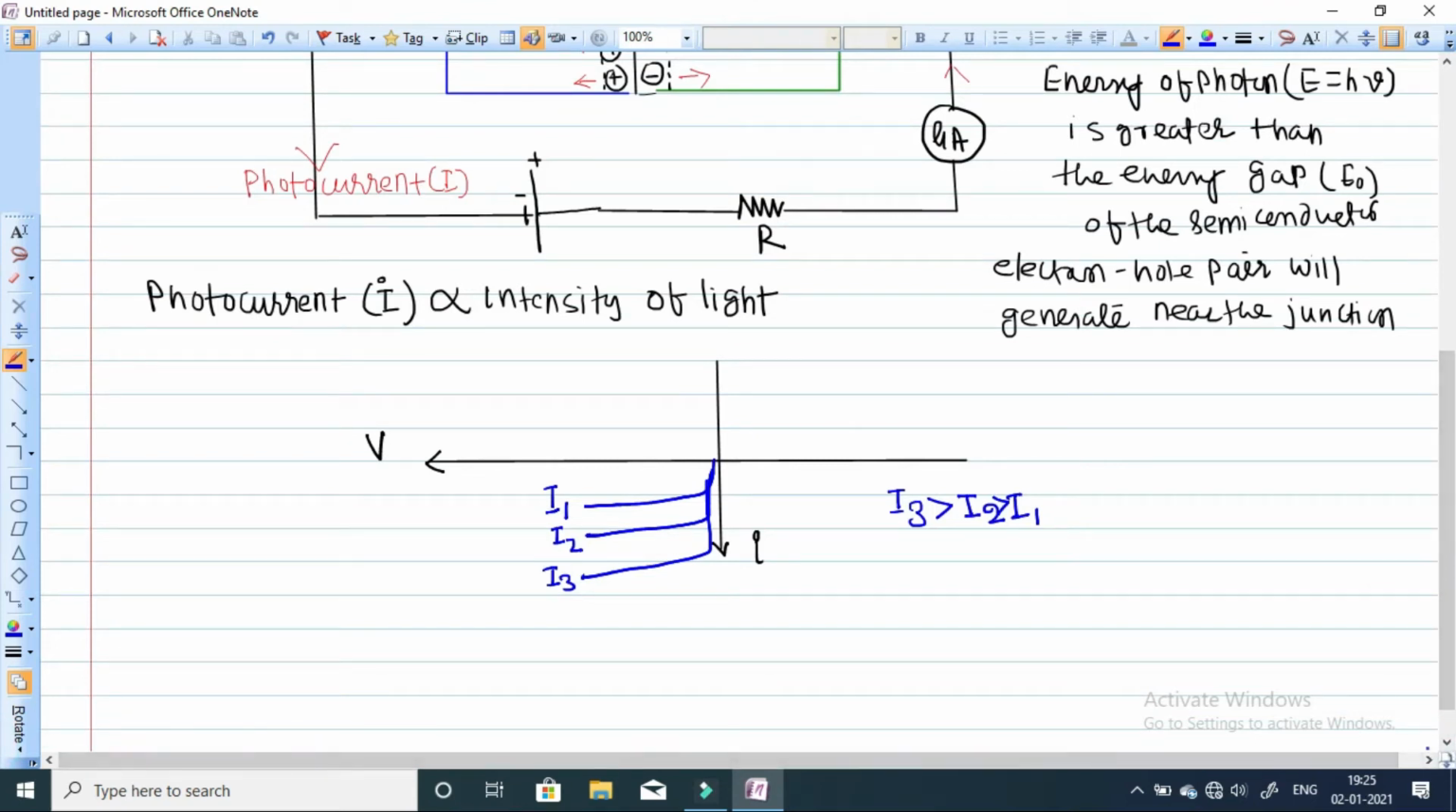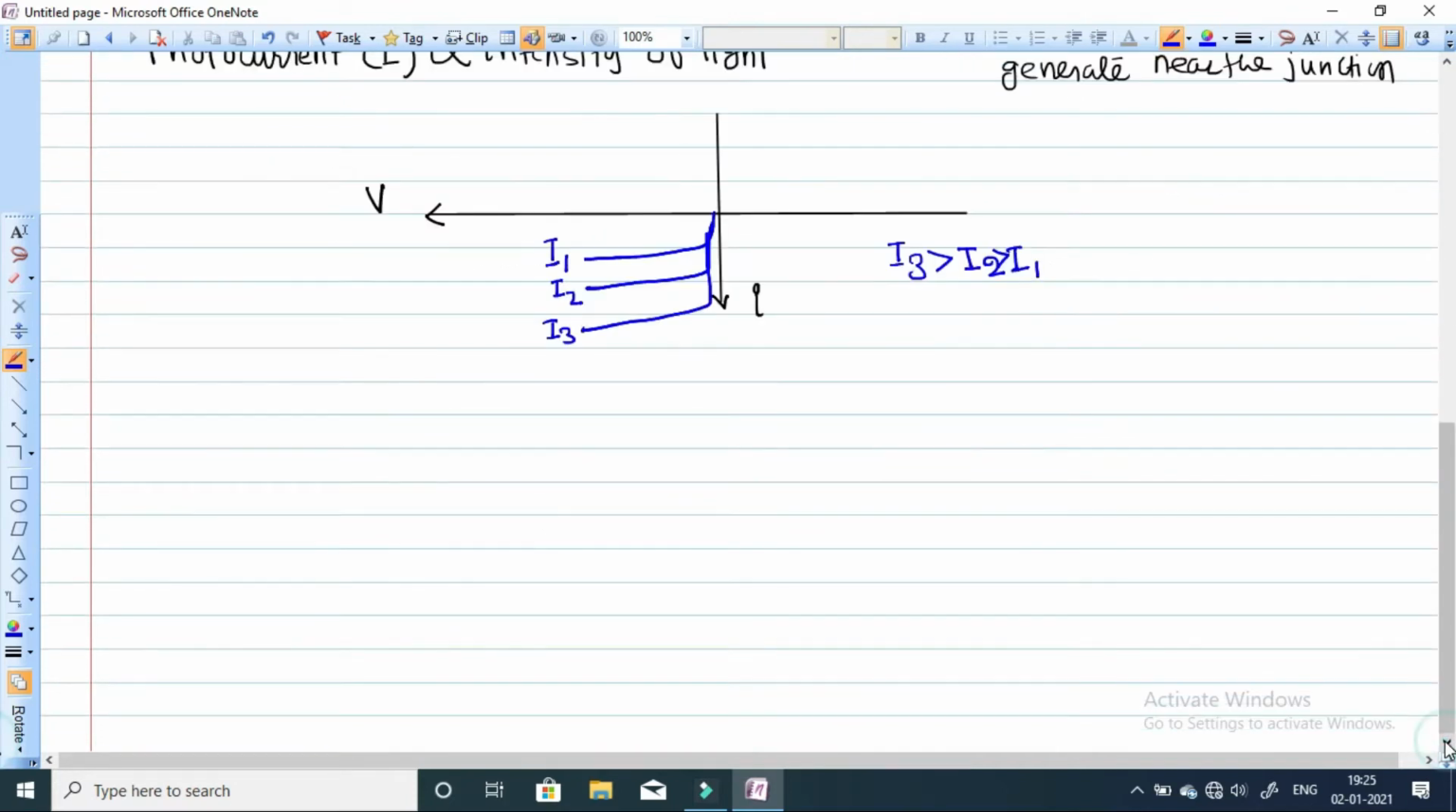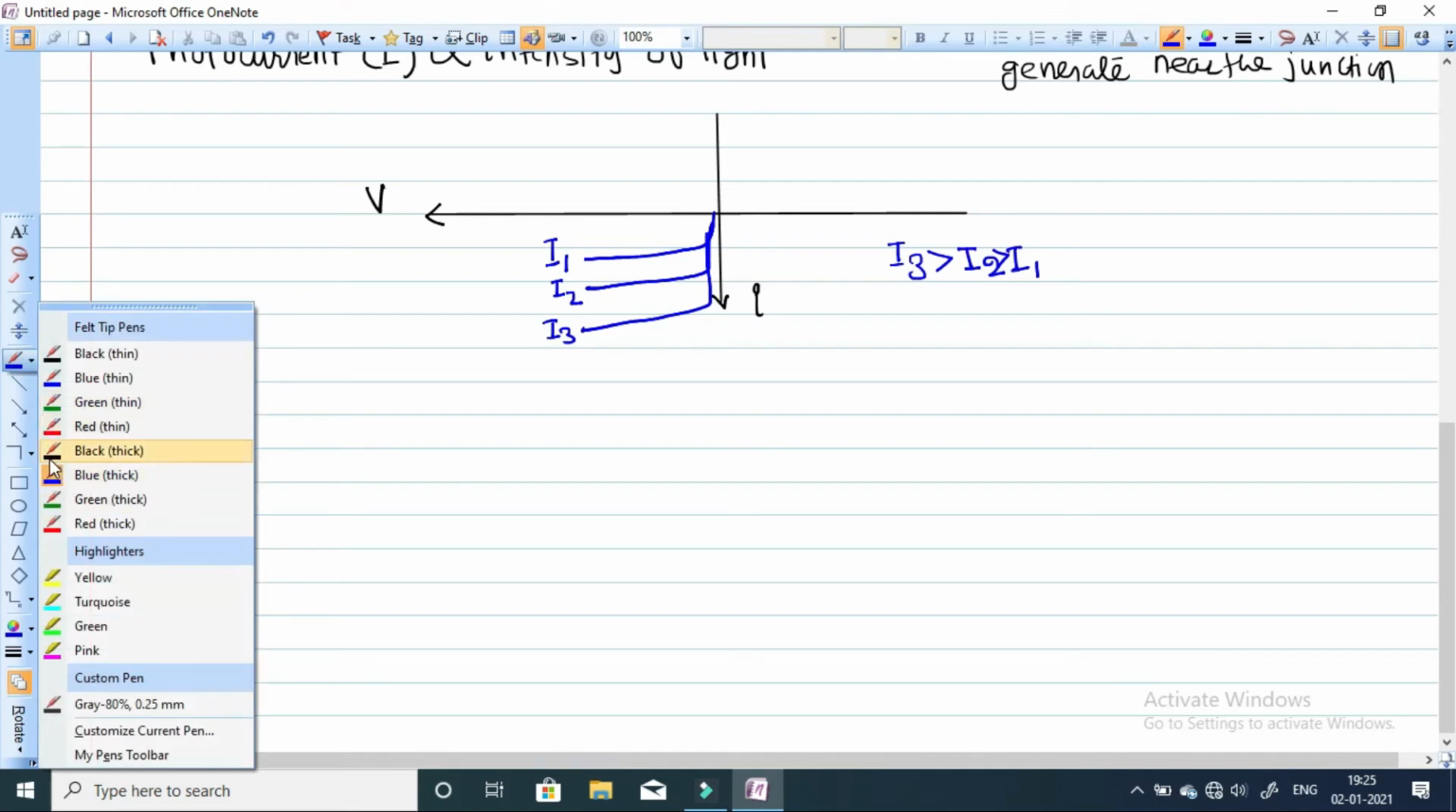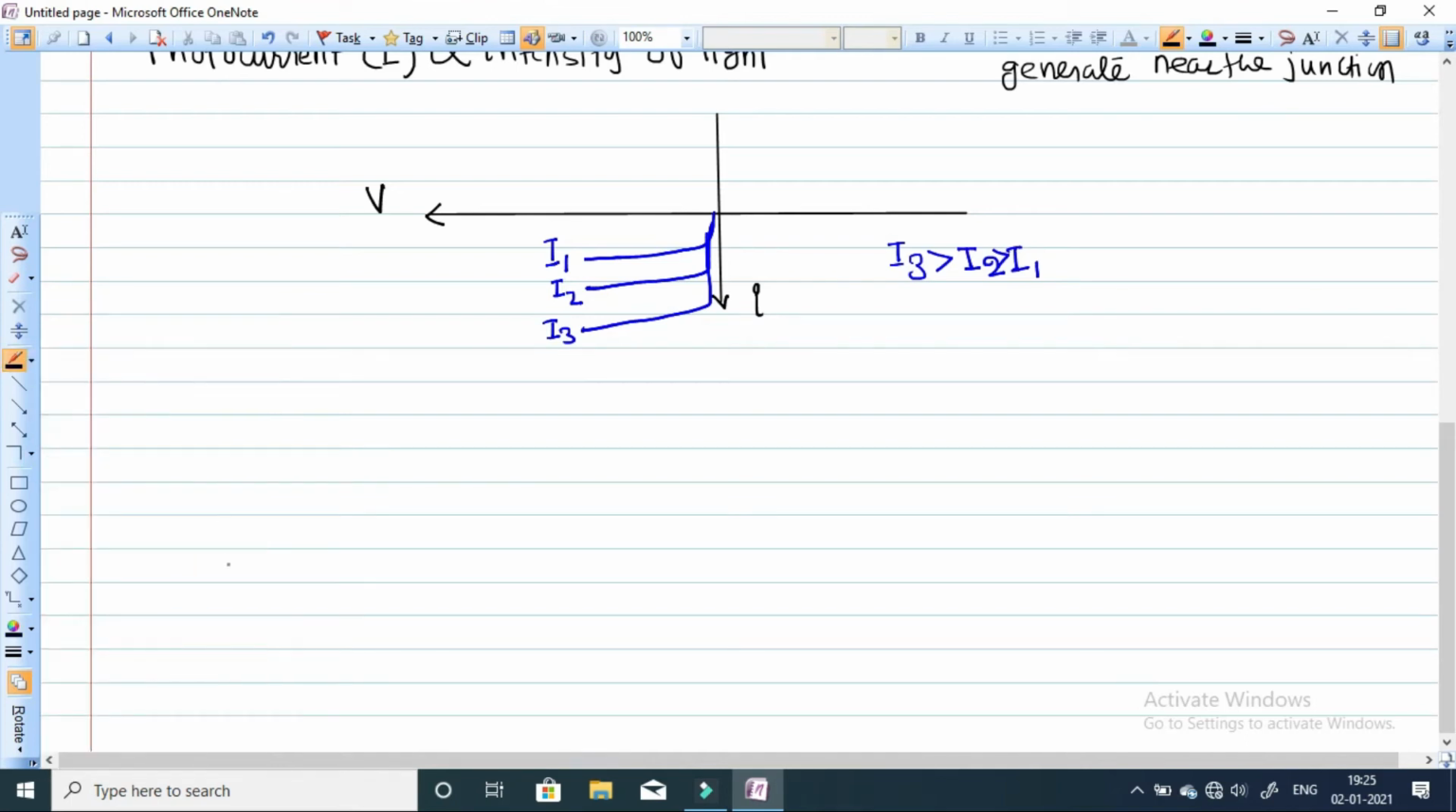Photodiodes are used as sensors in many modern technologies for detecting optical signals, like in automatic lifts, where we use the photodiode for its operation. Now the next type of optoelectronic device is the LED.